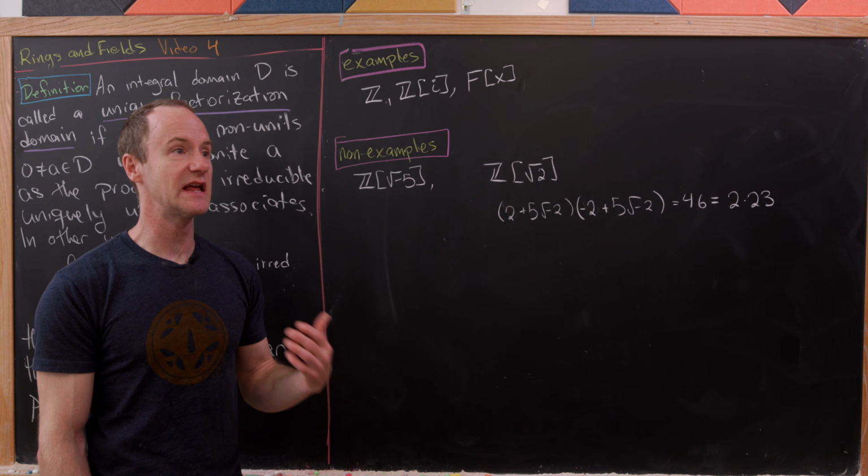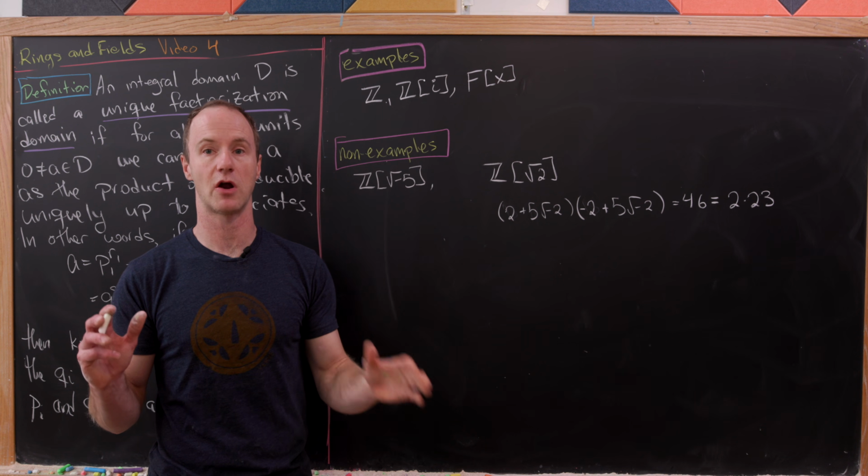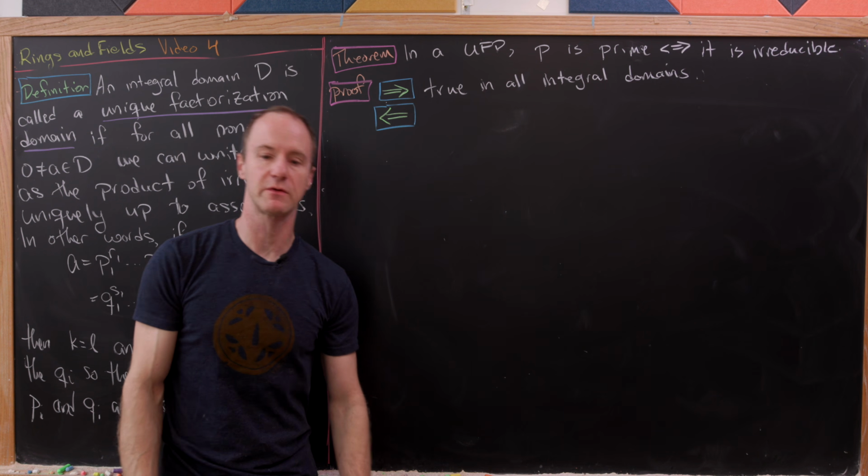So it turns out that in a unique factorization domain, the notion of a prime element and an irreducible element are the same. And so that's what we'd like to prove now. So now for the big result of the day.